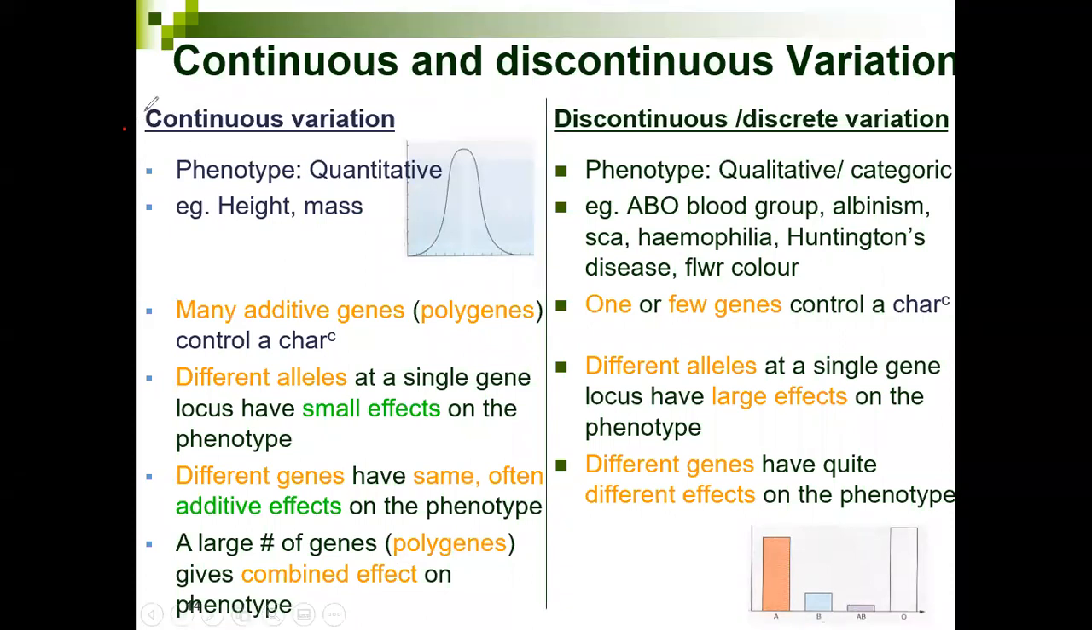Continuous variation, the phenotype is quantitative, like height and mass. So what codes for this variation? There are many additive genes. Additive genes means every gene codes for height. There are many genes in our body that code for height, not only one gene. Every gene codes for height, and the effect of the genes is that they add up to one another.